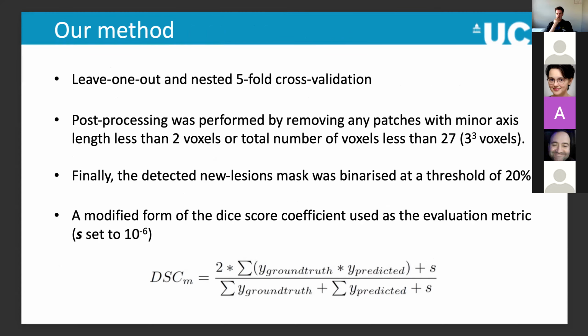Thank you. So we used a leave-one-out for measuring performance, and inside that we had nested 5-fold cross validation. And following the prediction by the classifier, we performed post processing, and removed any small patches using two criteria. One is that if the minor axis length was less than 2 voxels, we discarded the patch, or the total number of voxels was less than 3 voxels cubed.